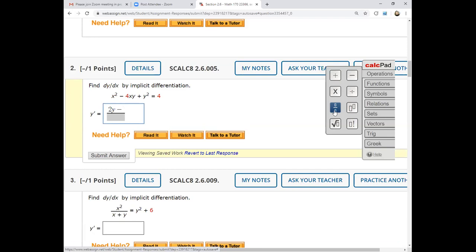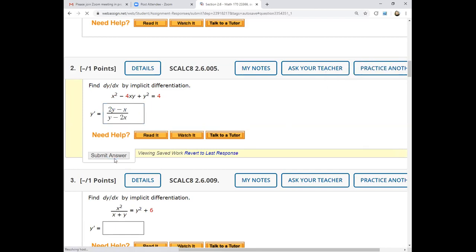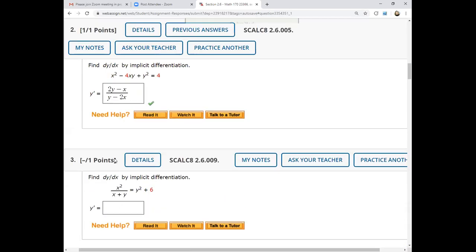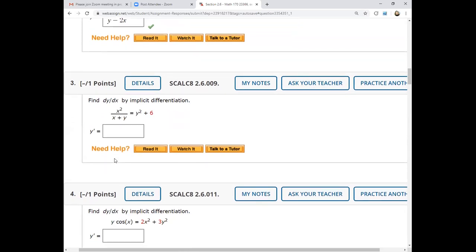2y minus x over y minus 2x. Yeah, I'm not sure how far they wanted you to go. We'll see. Yeah, that's right. I mean, there's a couple of different ways to write that answer. That's the only reason I said that. Yeah, I think they take a lot of different ways, which is good. Yeah, Pearson gives you 100,000 directions about how they want it.